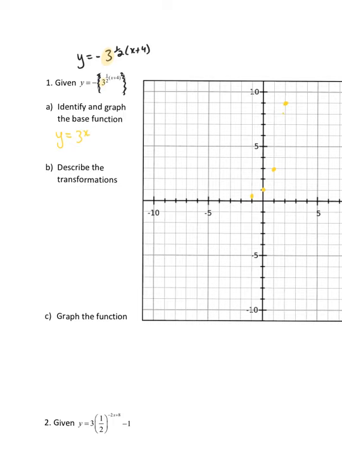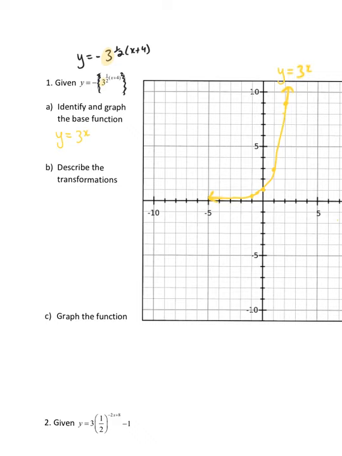And now I'm off the grid. My next point would be when x is 3, 3 cubed is 27, which is quite a way off the grid, so I'm not even going to plot it. That is as many points as I can plot. So I have joined those points together, and I have labeled it. So that is my base exponential function.